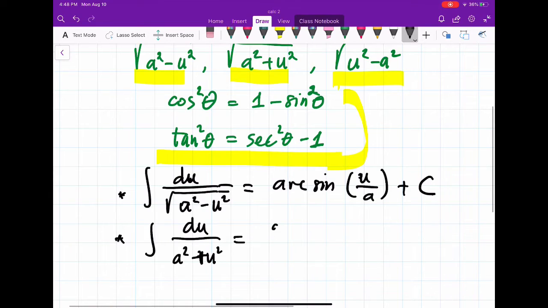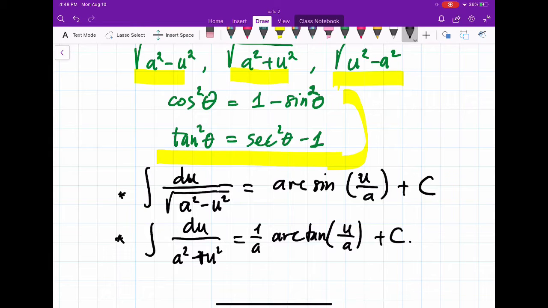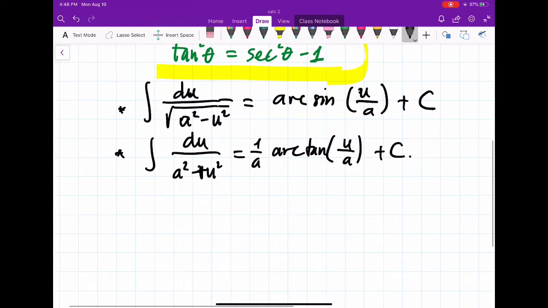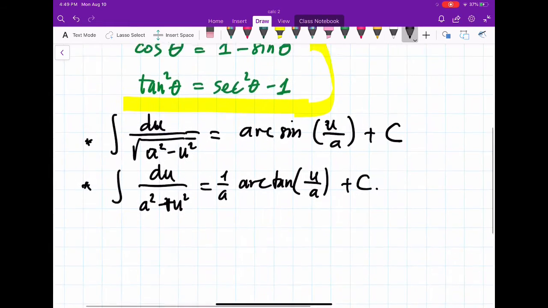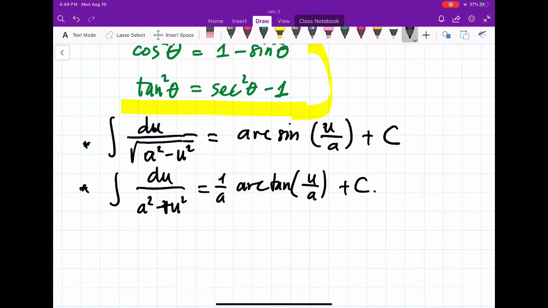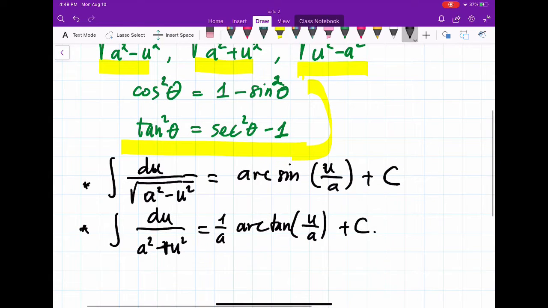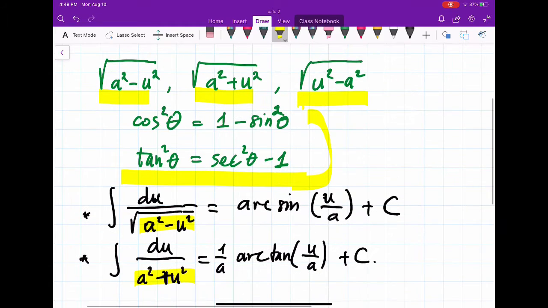That is 1 over a arctangent of u over a plus c. Let me show you how to prove these two integrals, okay? And we'll have some ideas, right? How to solve all the integrals involving these combinations: a squared minus u squared and a squared plus u squared.